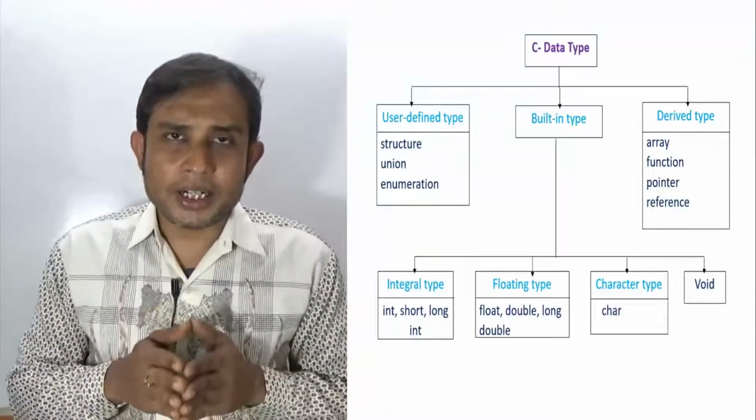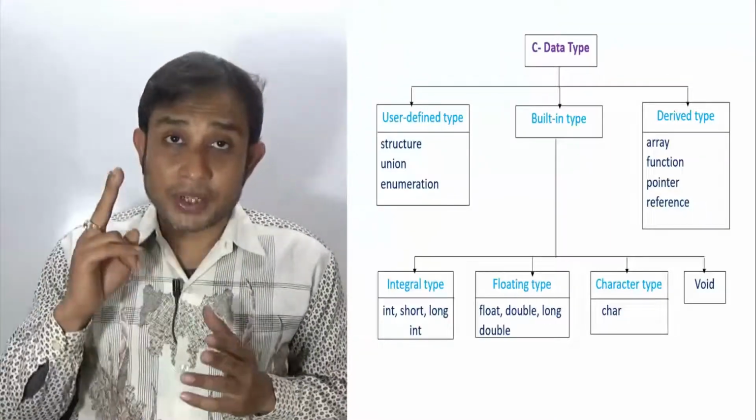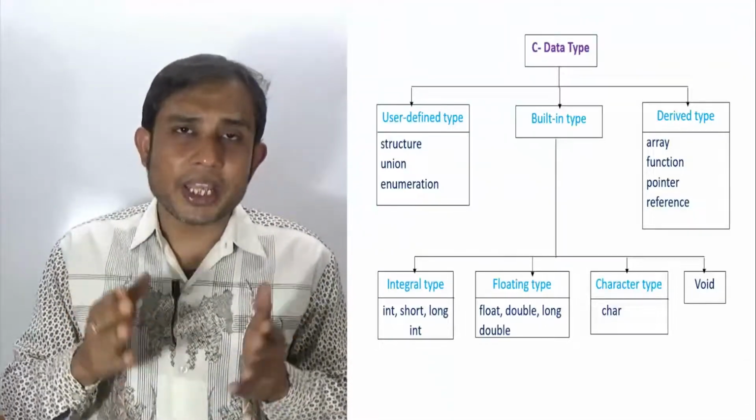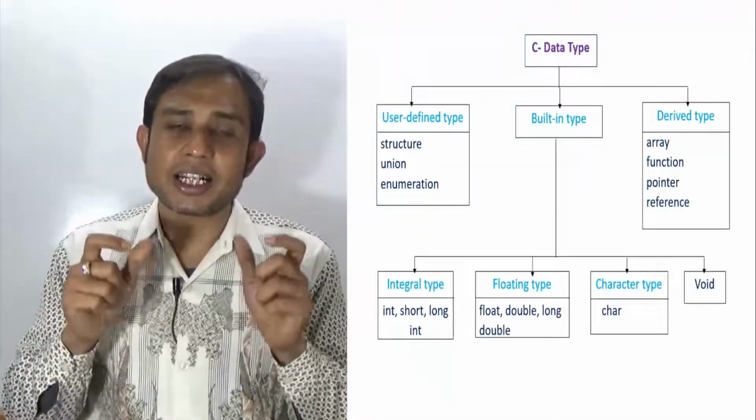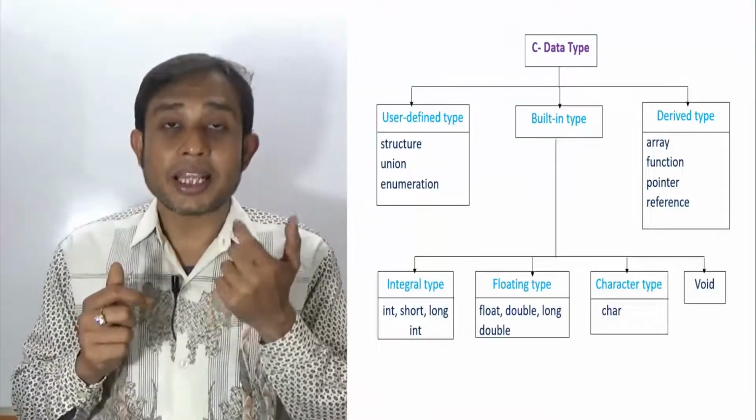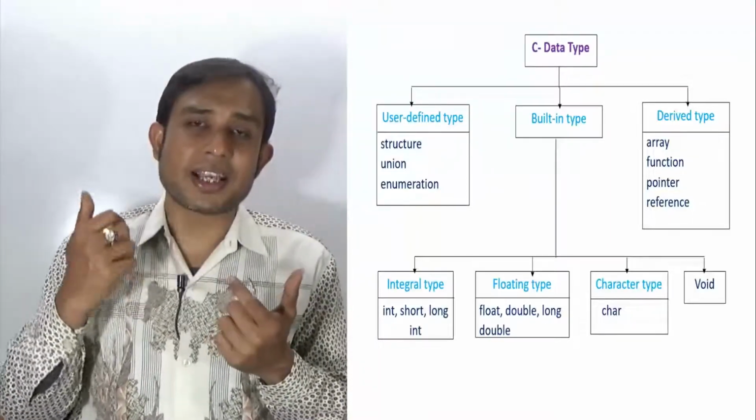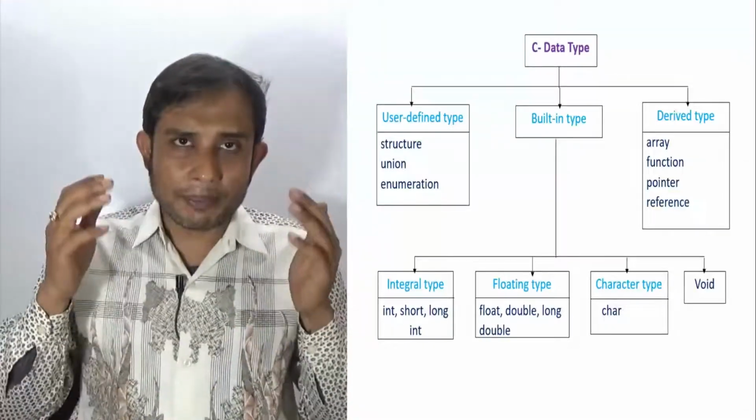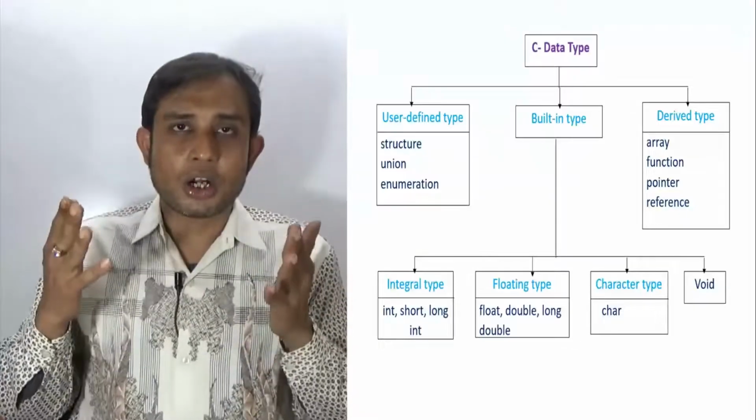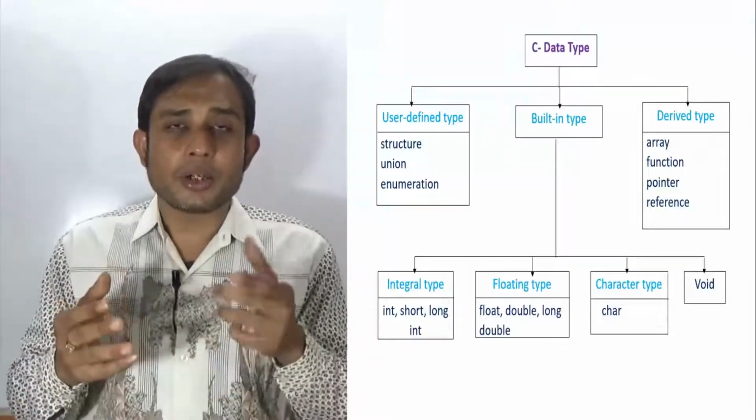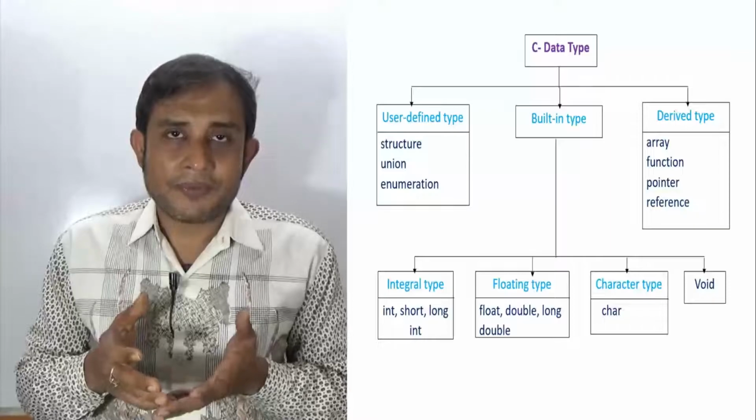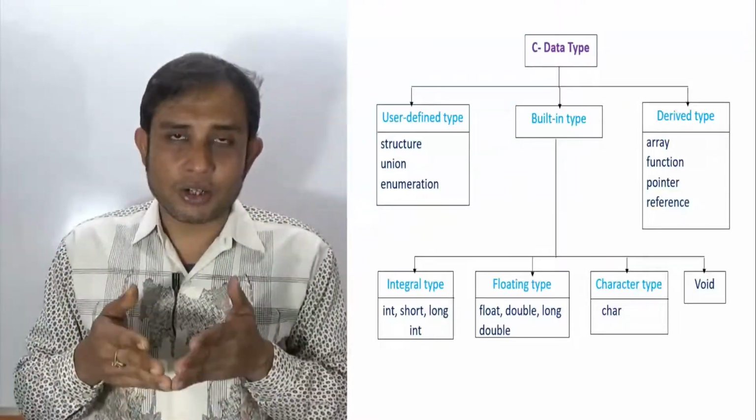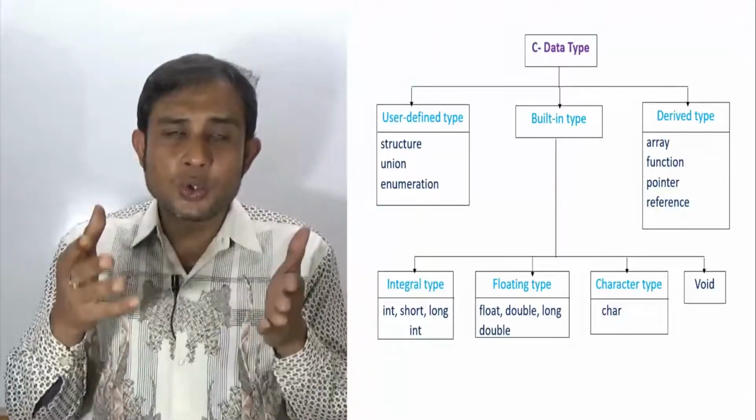The other two are integral type and floating type. In both of these types, we can store numeric values. But numeric values are basically of two types. One is whole number, that means non-fractional number. Another one is fractional number with decimal places. So whenever we need to store a whole number or integer values, we use the integral data type. And whenever we need to store decimal places value or fractional value, we use the floating type.